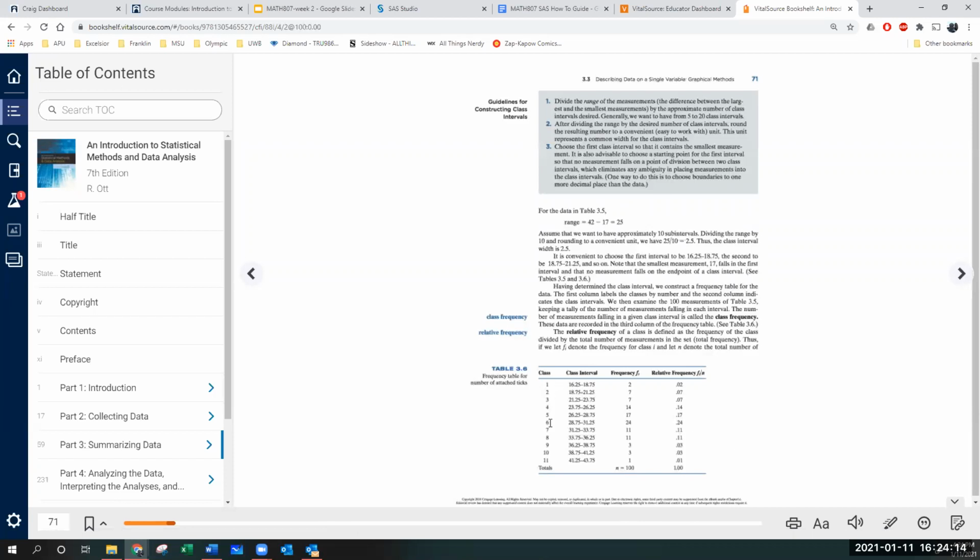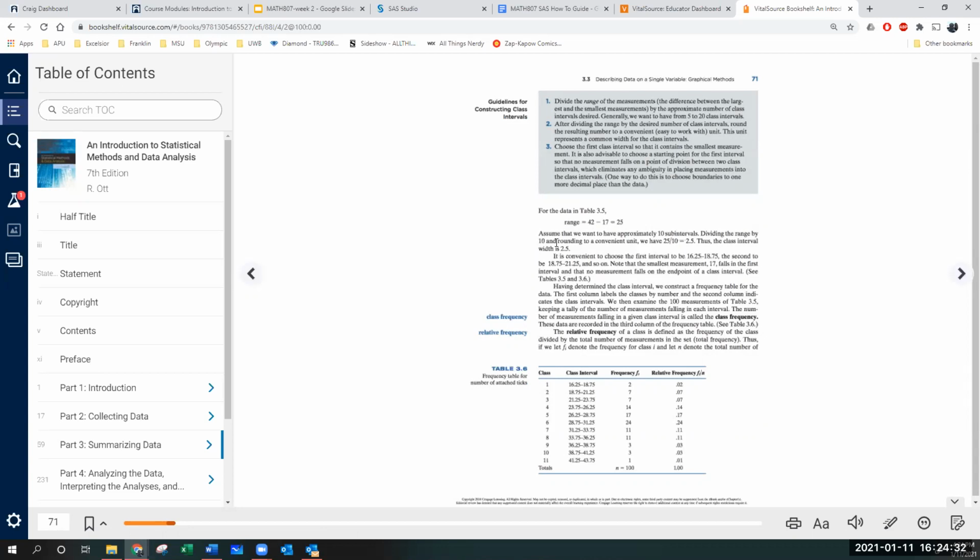One, 2, 3, 4, 5, 6, 7, 8, 9, 10, 11. Yeah, they sure have 11 classes. Because if they did 10, then the largest measurement would not fall into the 10th class. And I had that same issue. Which is probably why they did it, right?